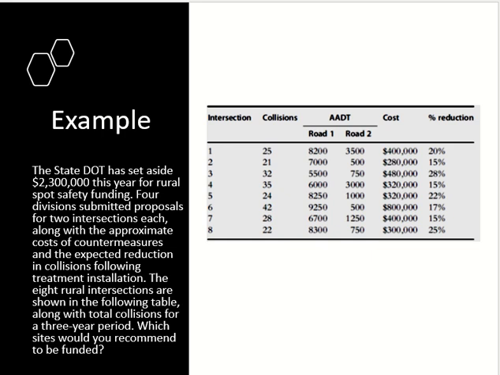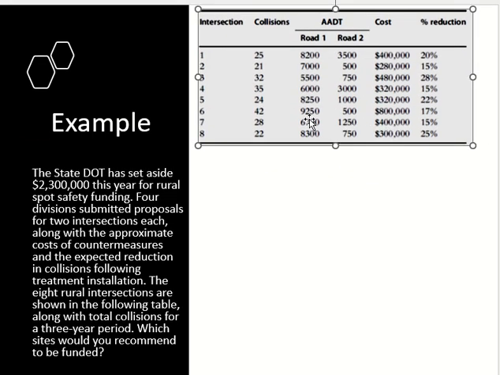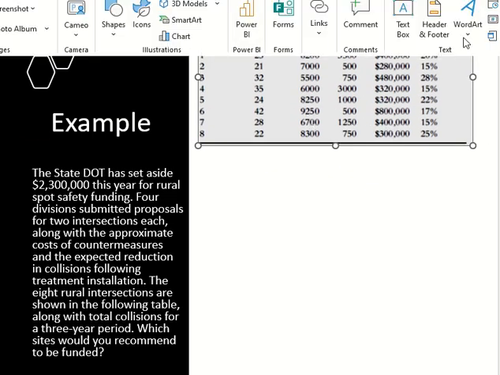So which sites should be recommended for funding here? On which sites should this funding be distributed? Funding is limited, and if you add all of them, it will be more than 2.3 million. So all of them cannot get the budget, and we have to decide. We will decide on the basis of collision rate. So for each of these sites, we need to calculate the collision rate. Now all of them, remember, are spots, and all of them are intersections.